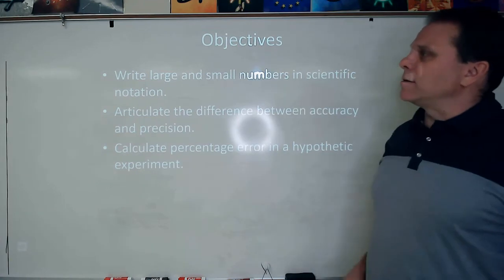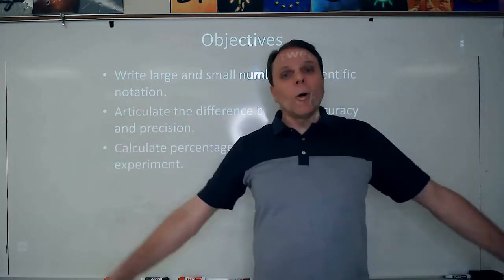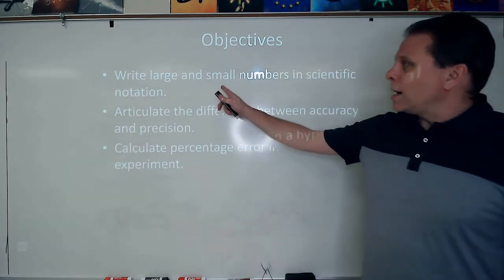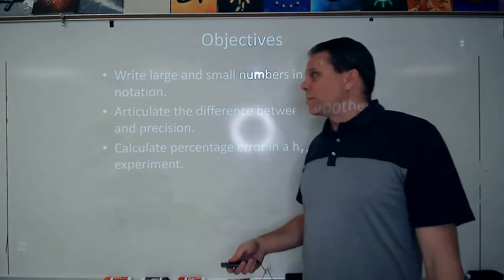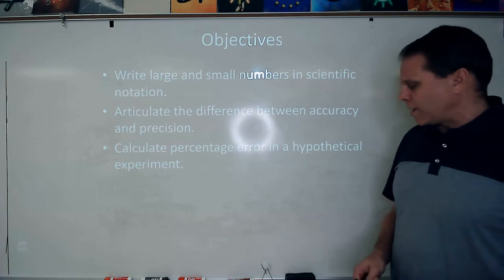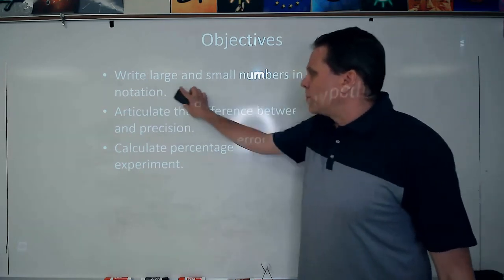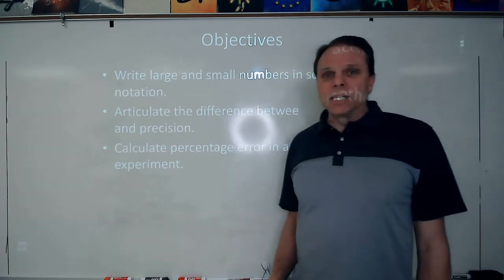All right, our objectives. Hey, we're already done. It's a quick one today. Write large and small numbers in scientific notation. I think we can do that. It probably was a review for you, but it's never a bad idea to practice it again, right? Articulate the difference between accuracy and precision, okay?